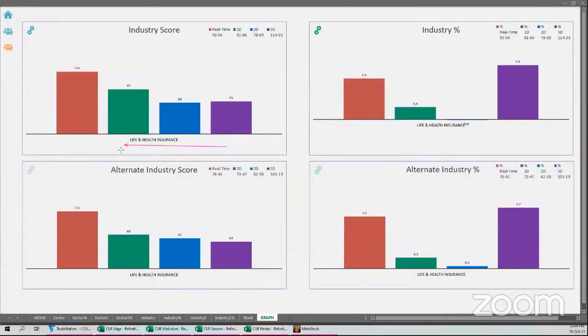Life and health insurance, primary industry, the same is secondary industry. Score, relative score is nicely improving, and the percentage change is also improving in real time. And you can read the legend, real time, 1 day, 2 day, 5 day. Today it is up by 1.5%.